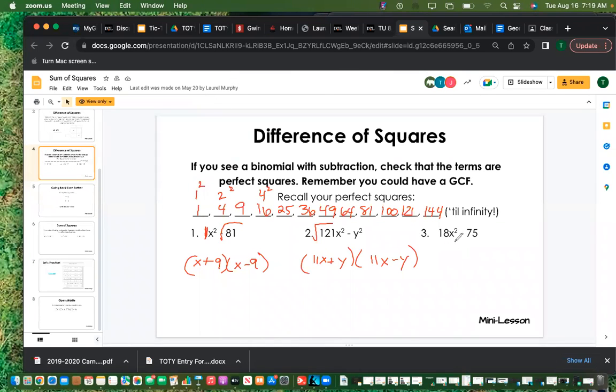Okay, 18x squared and negative 75. Neither one of those is a perfect square. But both of these are divisible by a common factor. What are factors of 18 that are also factors of 75? 3. So if I divide both of these things by 3, what am I left over with?